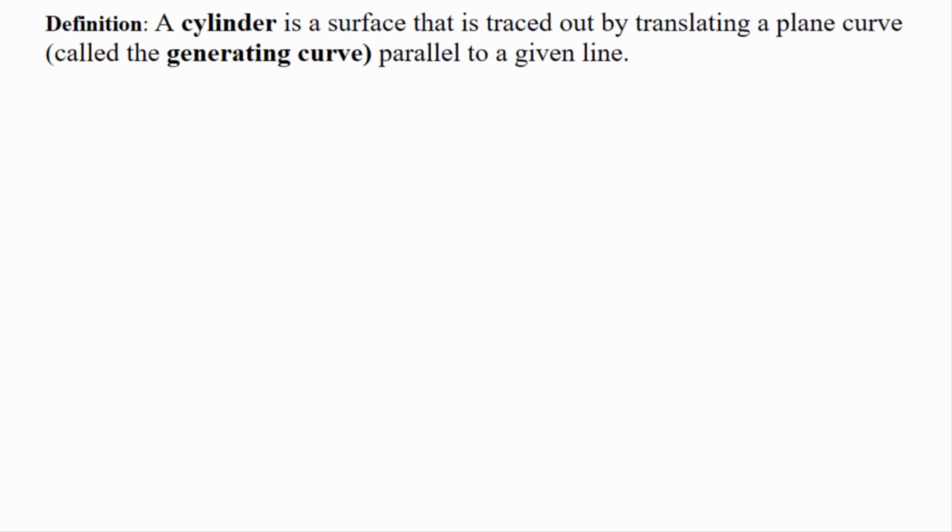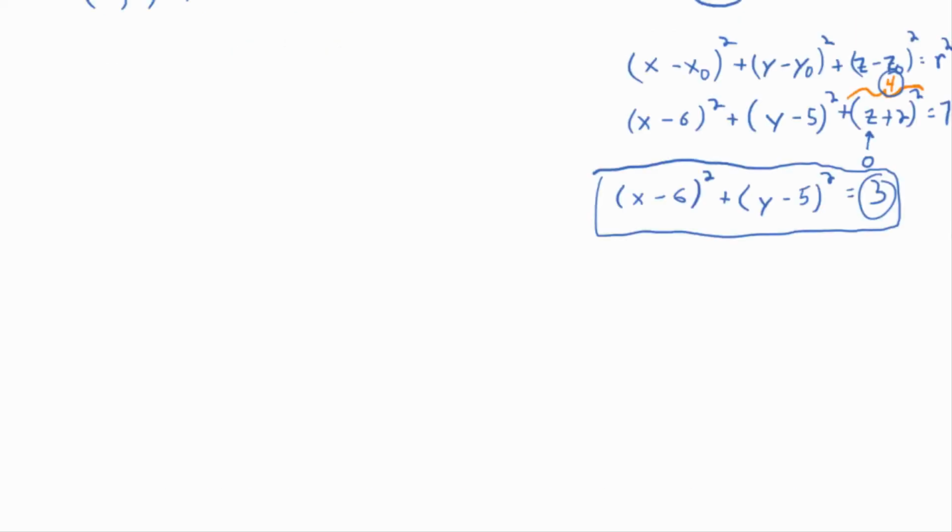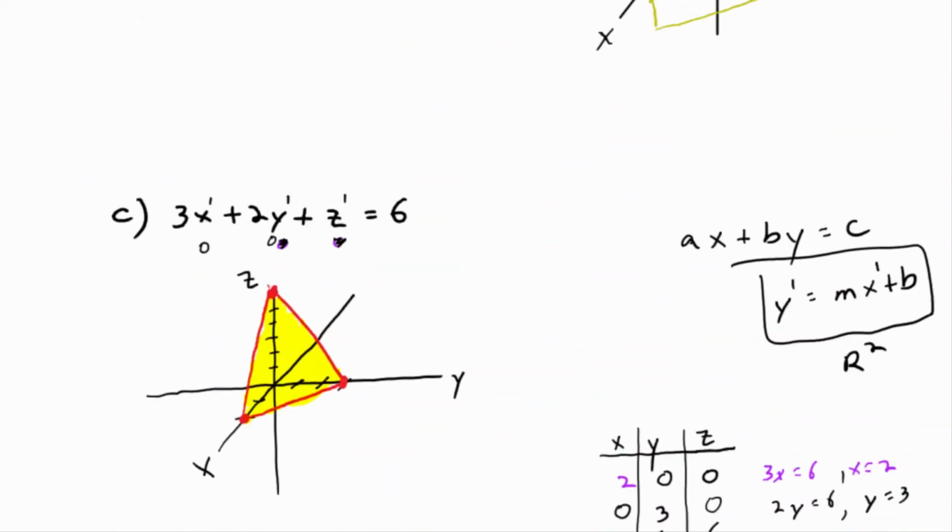A cylinder. A cylinder is a surface that is traced out by translating a plane curve, called the generating curve, parallel to a given line. We've already been graphing cylinders, except the cylinders we've been graphing have been planes. Earlier we had a couple of them.